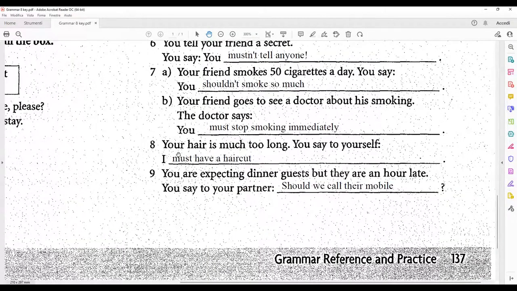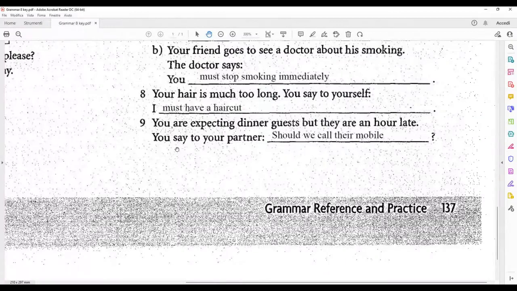Number 8. Your hair is much too long. You say to yourself, I must have a haircut, right? I must have a haircut.